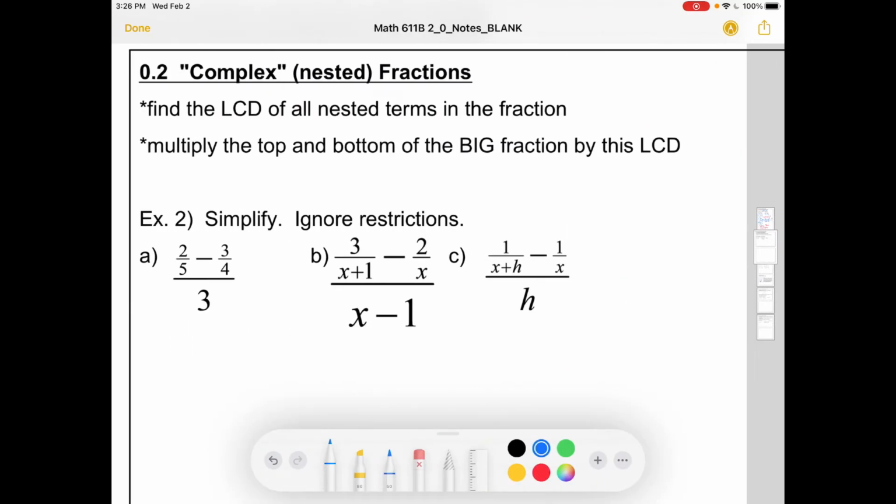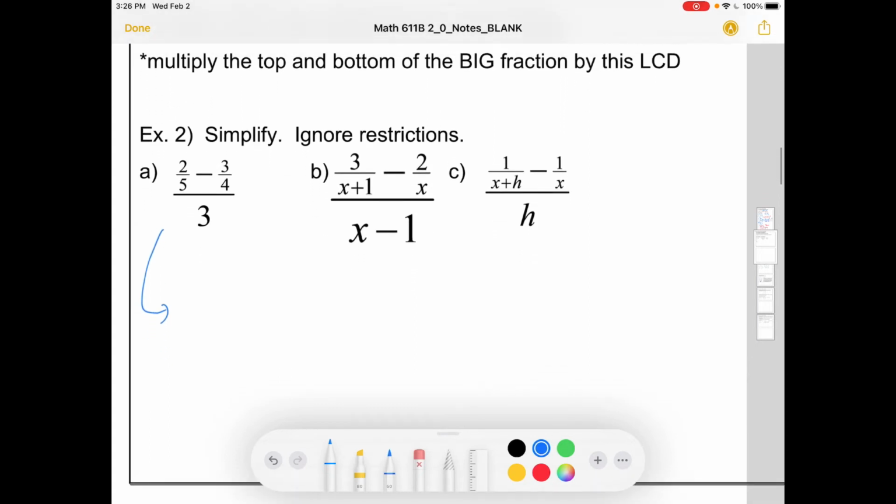The next thing that we'll look at is complex or nested fractions. So fractions that contain fractions. And really, we already know how to deal with them. So I'm going to do example 2, sort of what I'm going to call the old way. So 2/5 minus 3/4 all over 3.